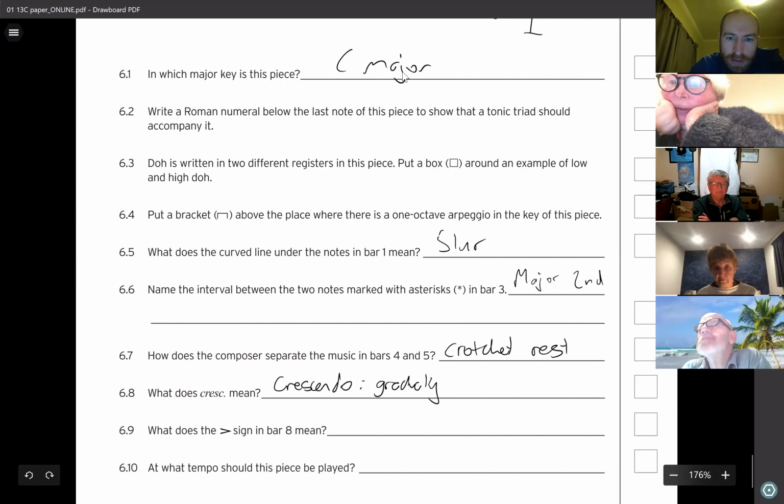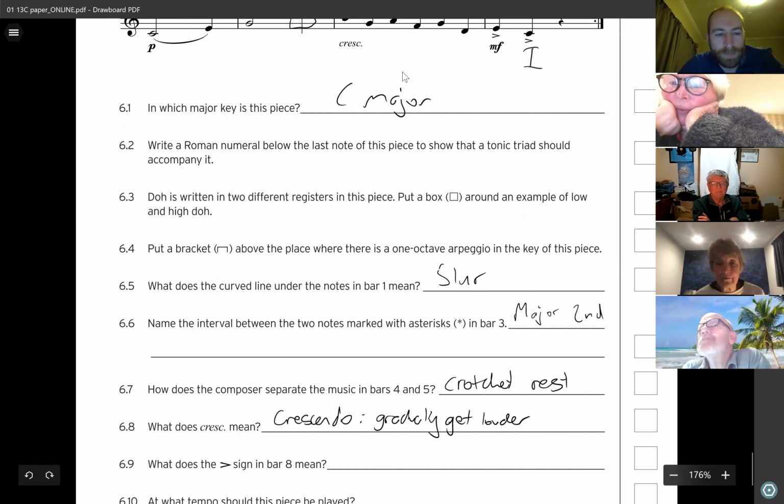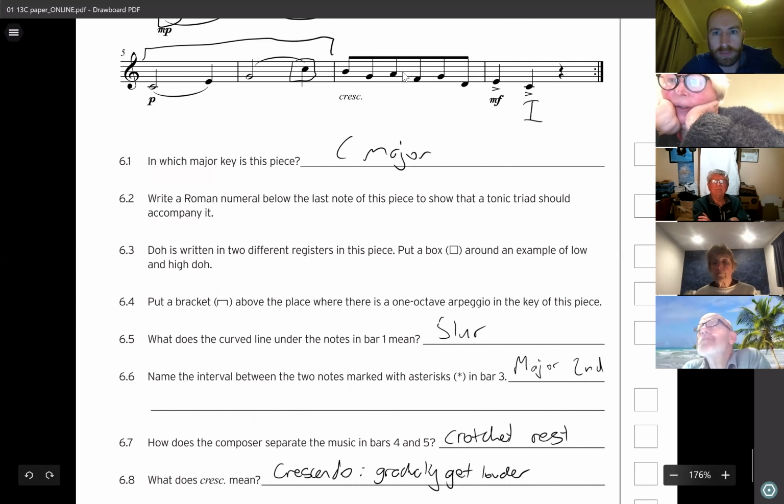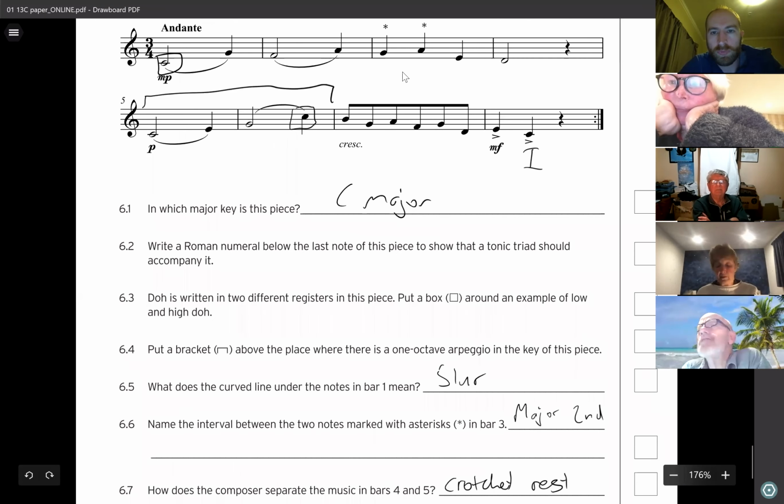Gradually get louder. I didn't even have to look up that one. Good work. Now, we might not have done the next one. What does that sign mean in bar 8? Is that like a decrescendo?